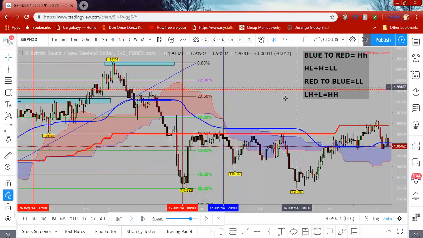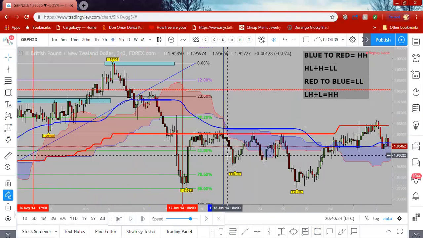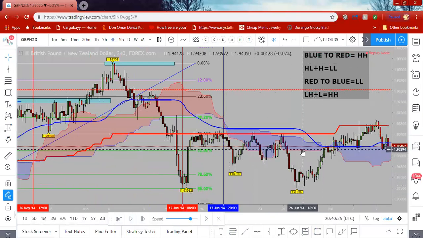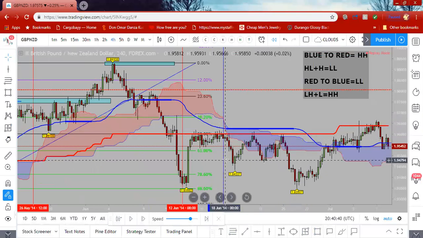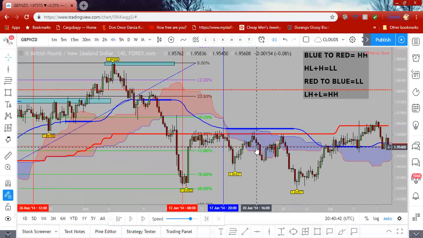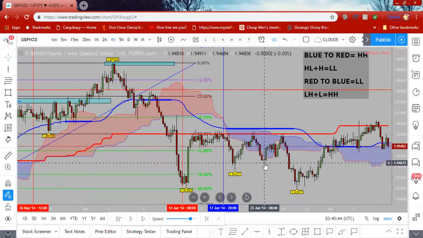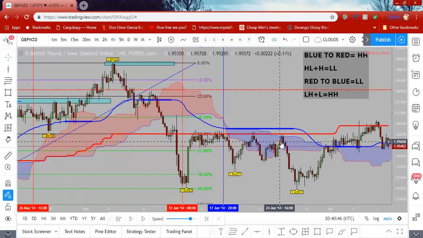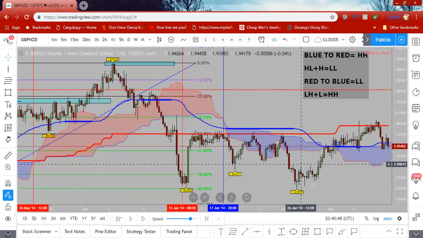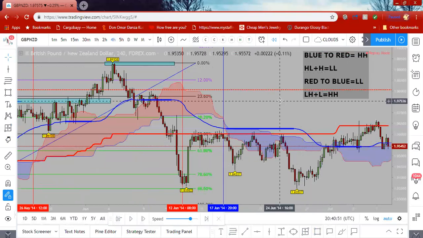Blue cross red, just look for that higher high. Red cross the blue, just look for that lower low. You don't see the lower low, you know price is still about to drop because you need that lower low. So in this case, we got a higher low, high, lower low. So I got my lower low.